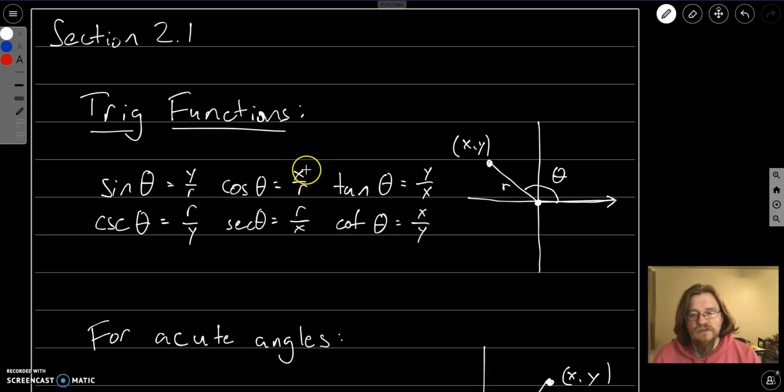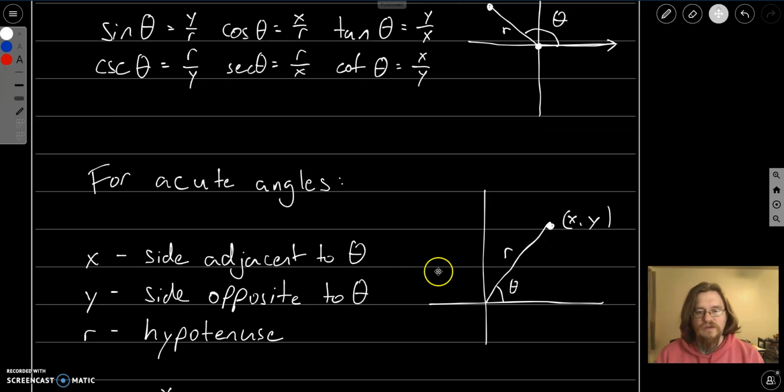Cosine of theta is going to be x over r, tangent of theta is going to be y over x. Cosecant, secant, and cotangent are easy to remember as long as you match them up right, because they're just reciprocals. Cosecant is going to be r divided by y, secant is r divided by x, and cotangent is x divided by y. So we've seen this, and this is going to be really useful. It's really important to remember those, maybe even memorize them.